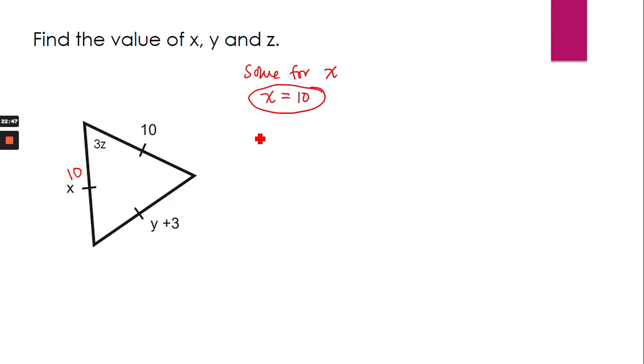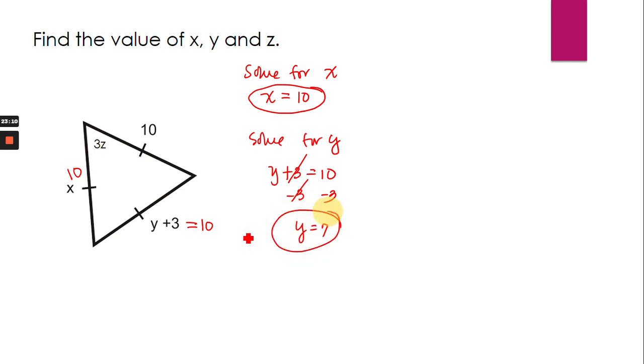Now, how do we solve for y? If this is 10, this is 10, of course, y plus 3 is also equal to 10. So y plus 3 is equal to 10. Subtract both sides by 3. y is equal to 7. Right? So what can we add to 3 that will give us 10? Of course, that's 7.